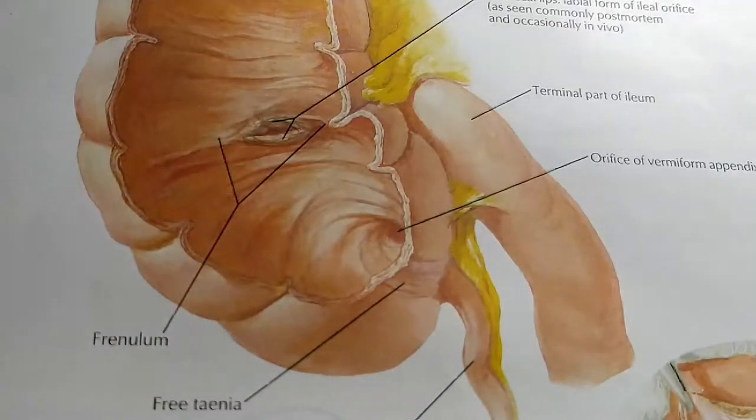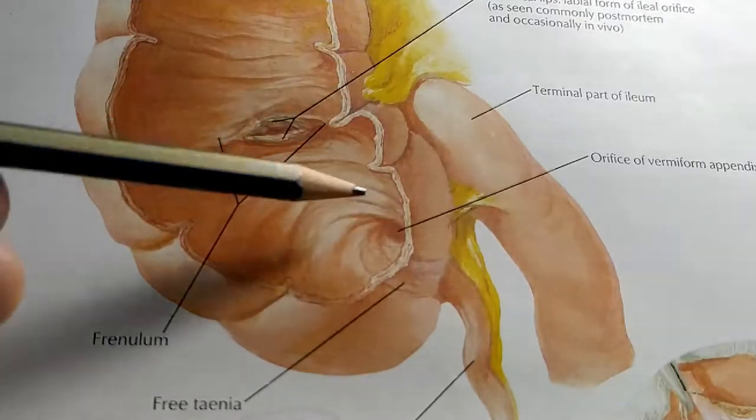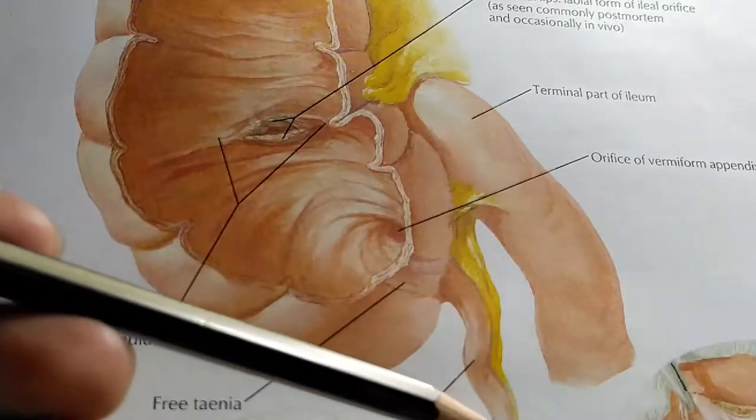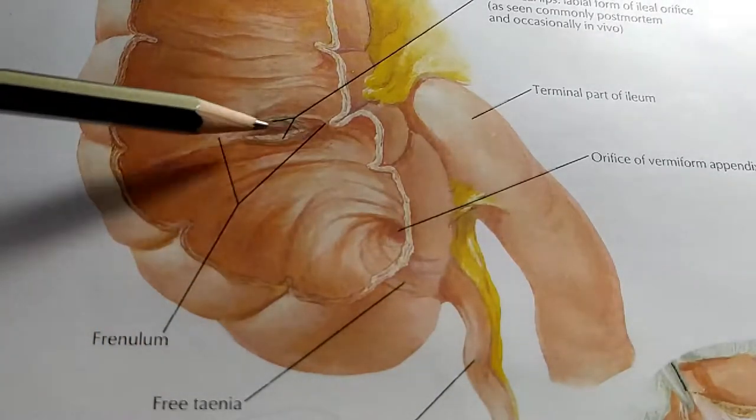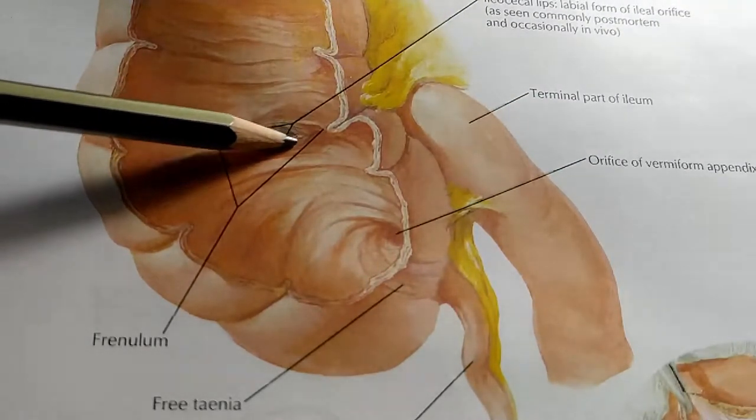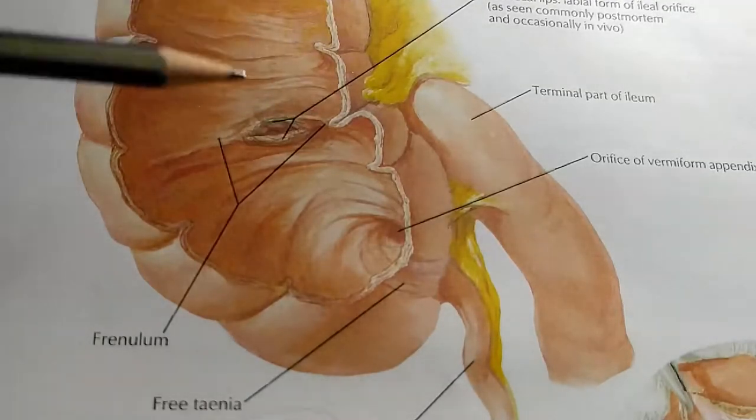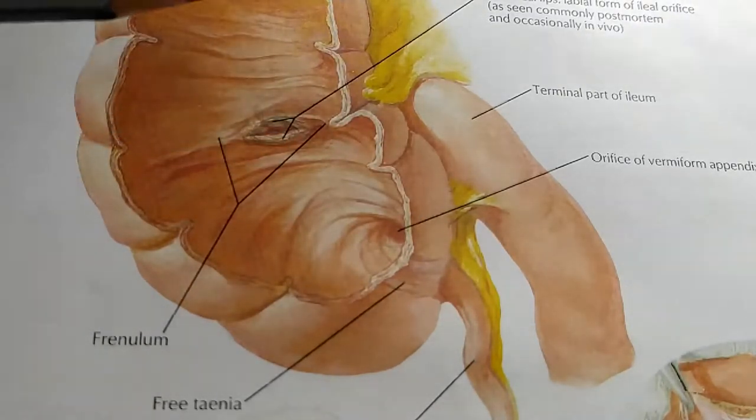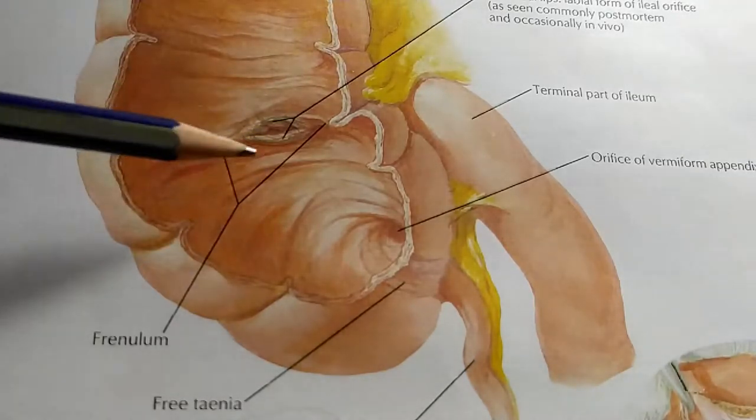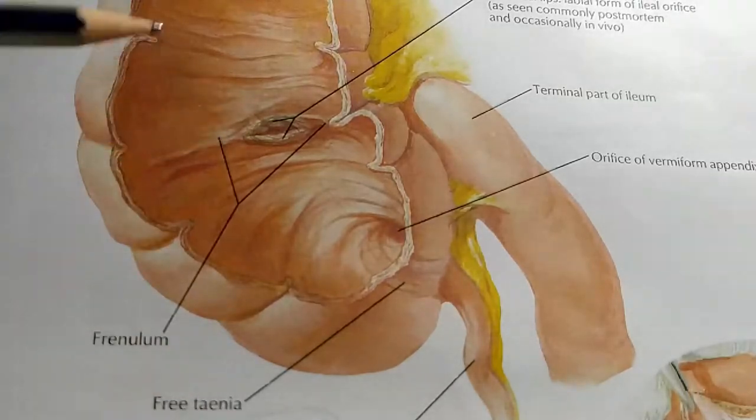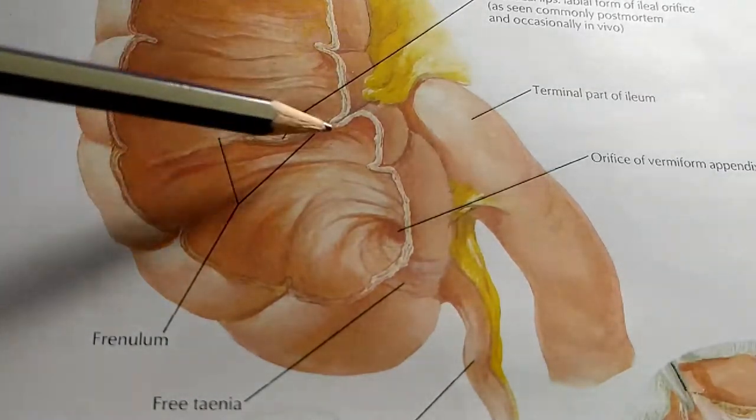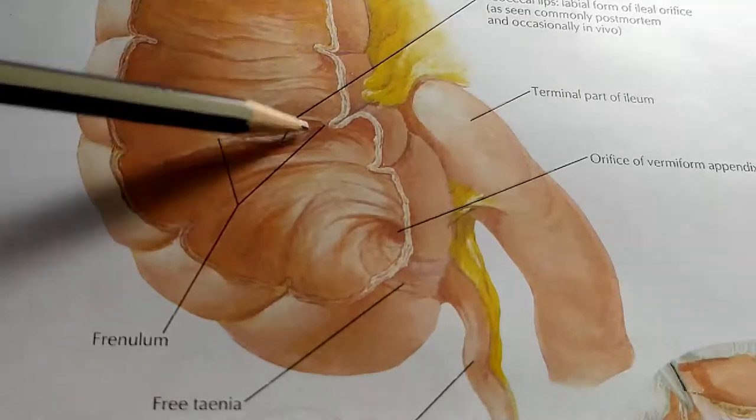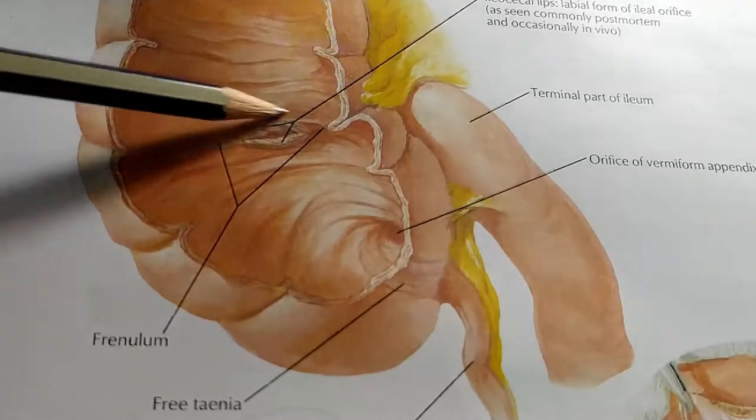This orifice is guarded by the valve of Gerlach. The valve of Gerlach controls the entry or the secretion of the appendicular organ. And here there is another valve present, the ileocecal valve, that helps to control the food particles from the small intestine to the large intestine, and also prevents the backflow of fecal matter into the small intestine. This is called the frenulum. This full area, the anterior, posterior, superior, inferior transverse lips, is together also called the frenulum.